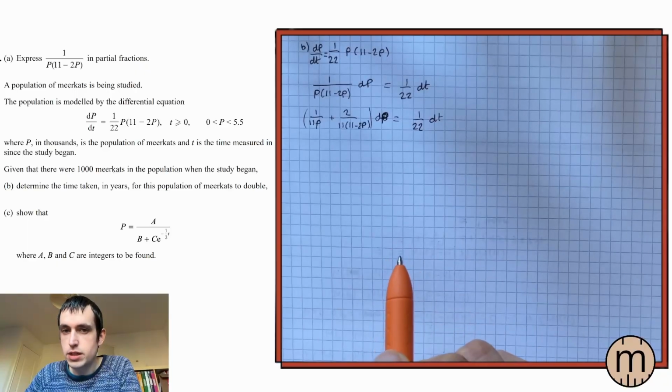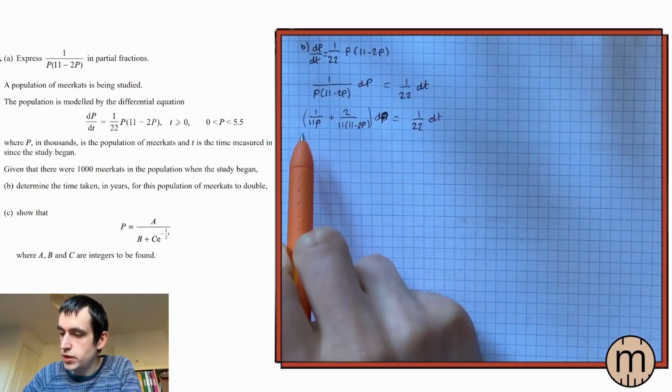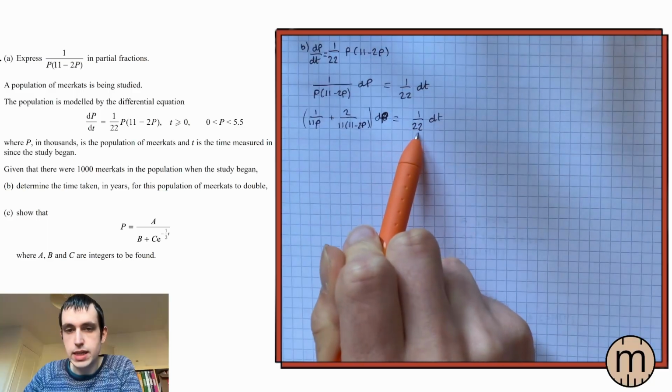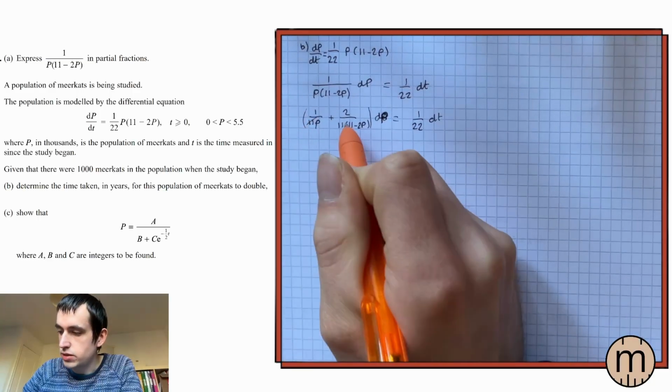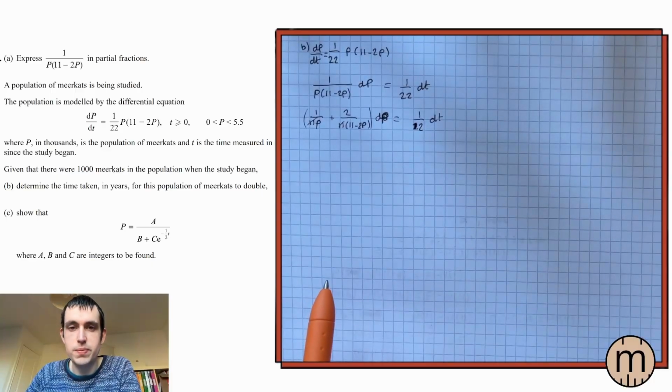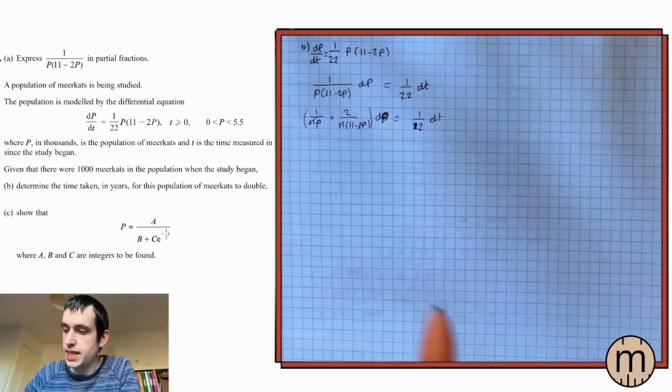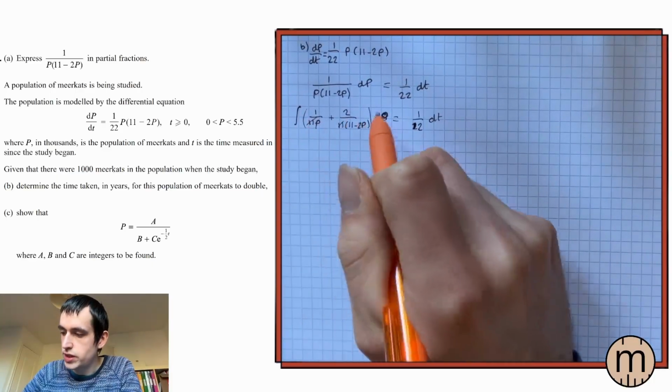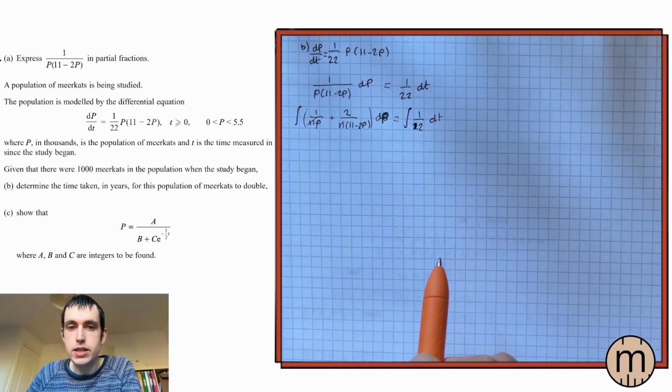The last thing I'm going to do before I actually integrate it, you might notice 11, 11, and a multiple of 11. So I'm going to cancel the 11 to give it 2. So we'll get left with a half dt. And now I can add my squiggle of integration to both sides and get integrating.